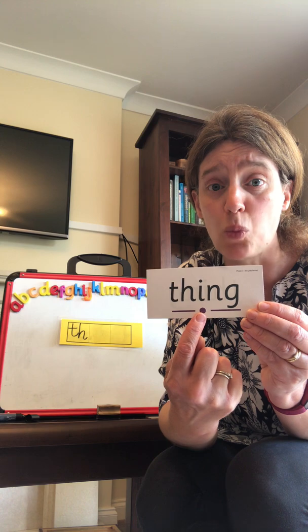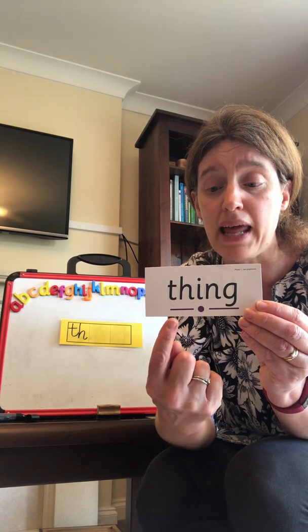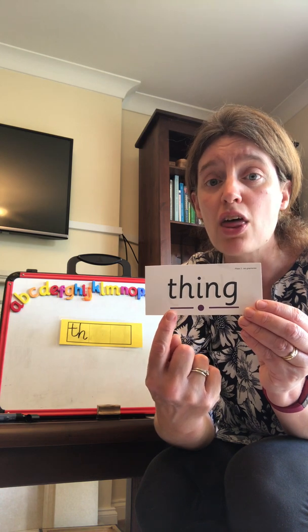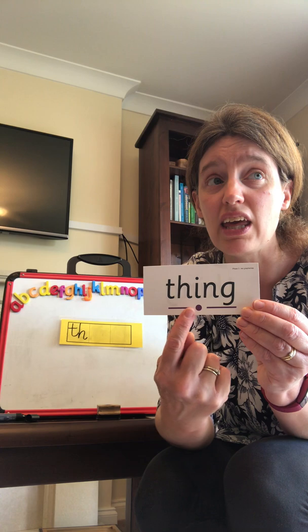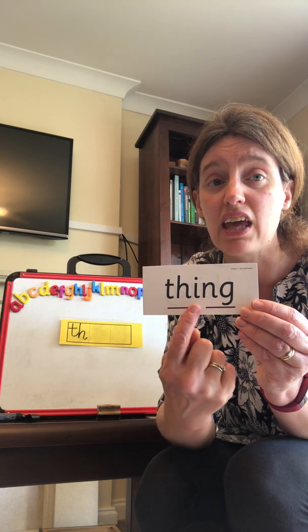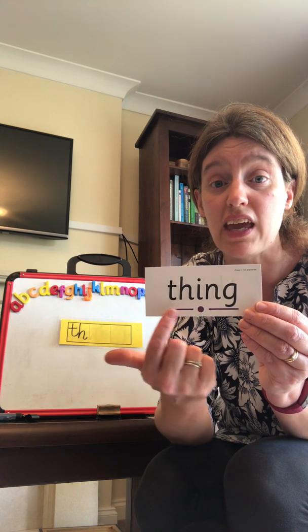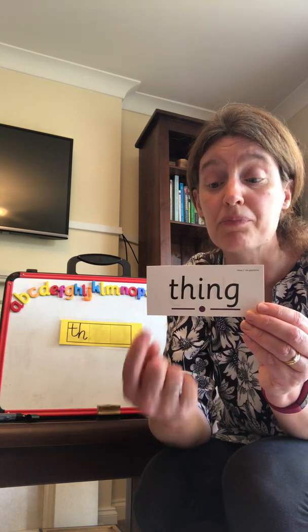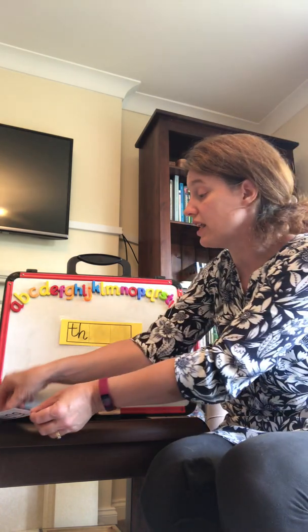And it only has one sound in the middle, a little I. Let's have a go blending the sounds. Th, i, ng, thing. This is the thing we are learning. Thing. Let's have a go writing it.